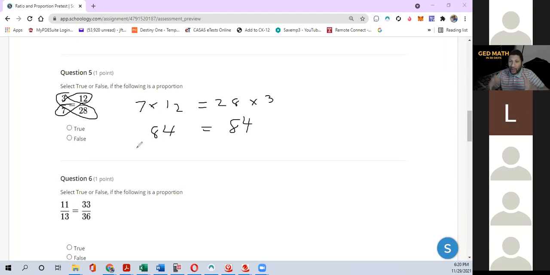That's a proportion. How can you tell something is a proportion? If you cross multiply them together, are they equal? Okay.